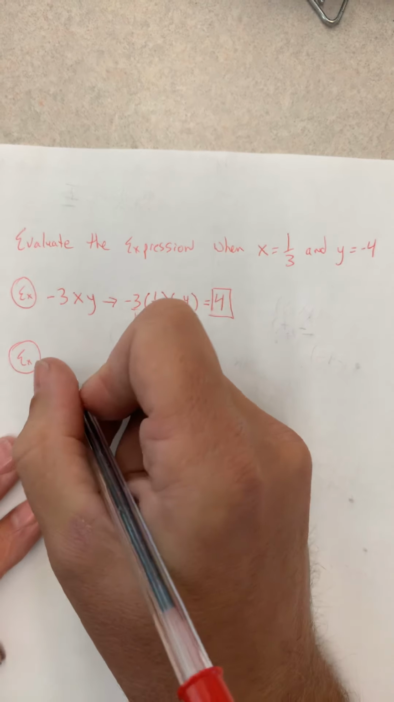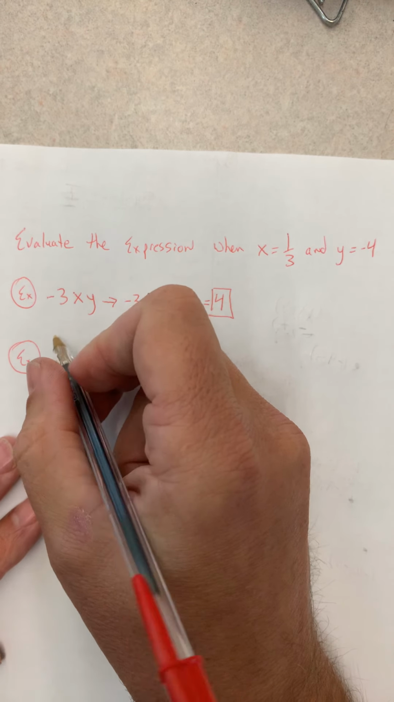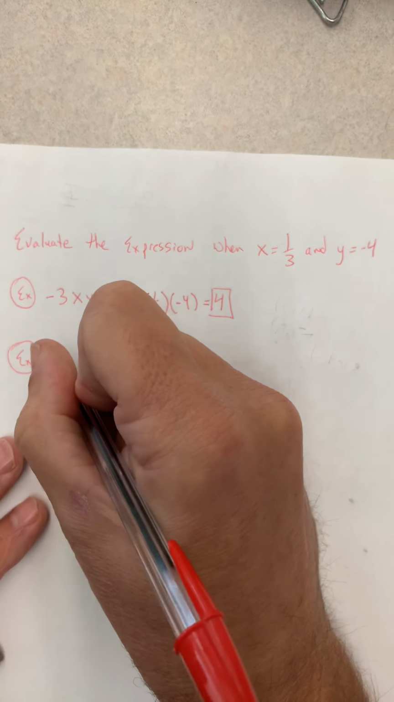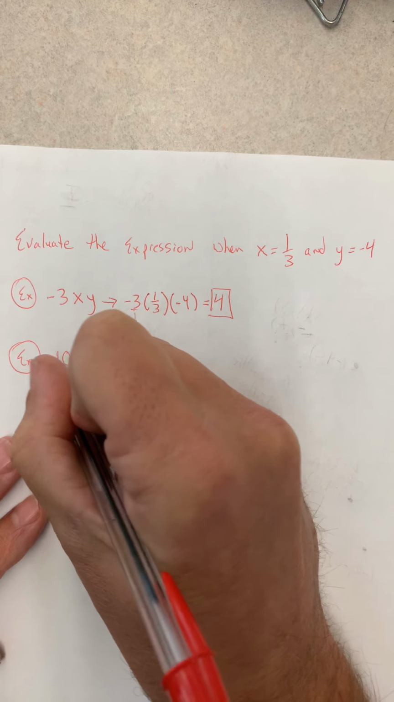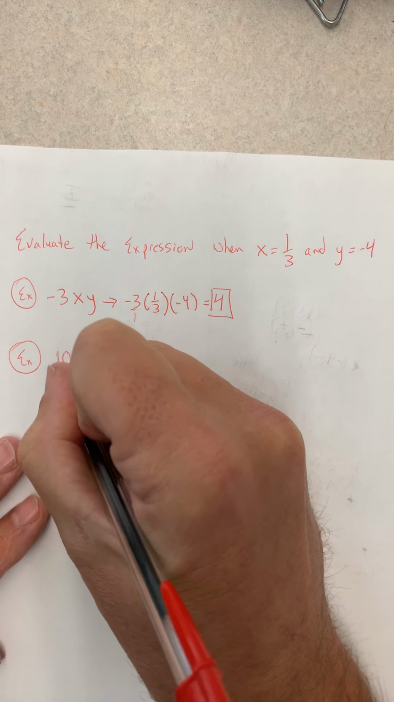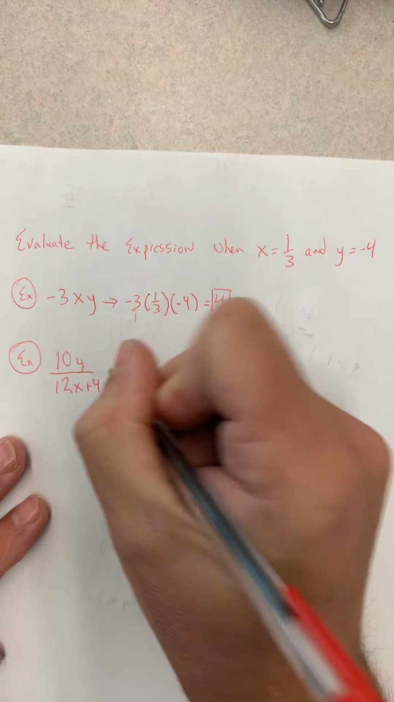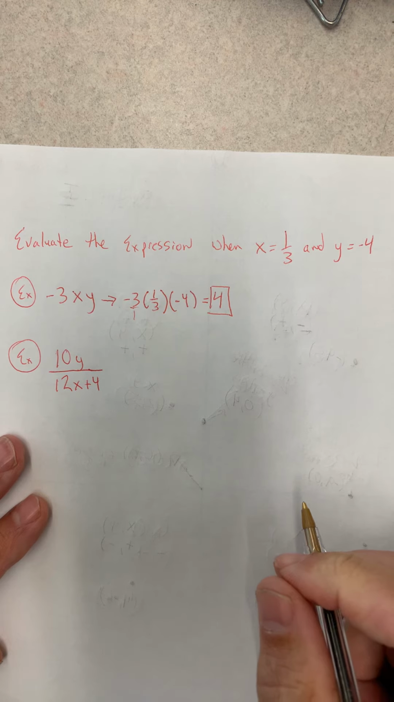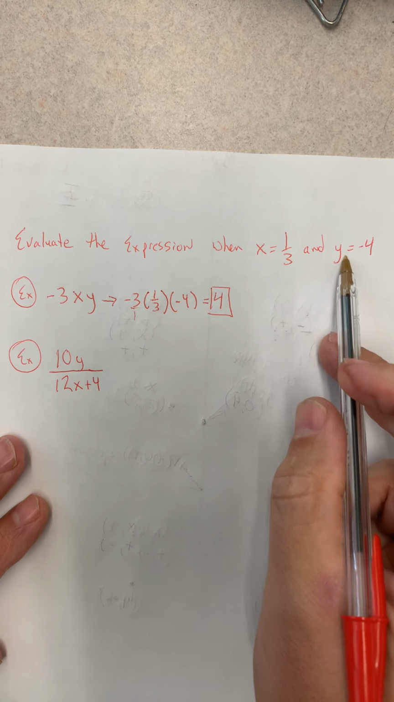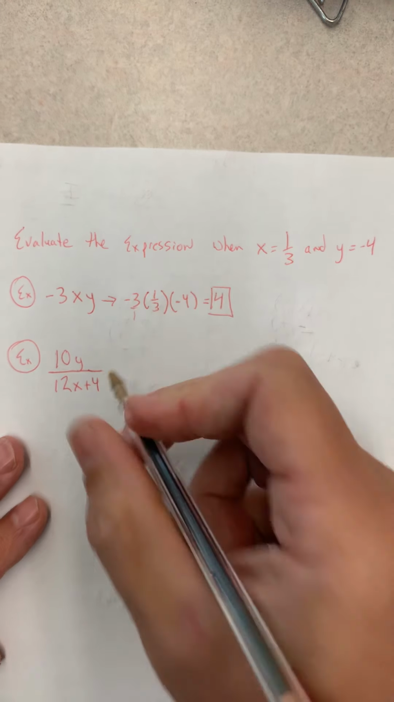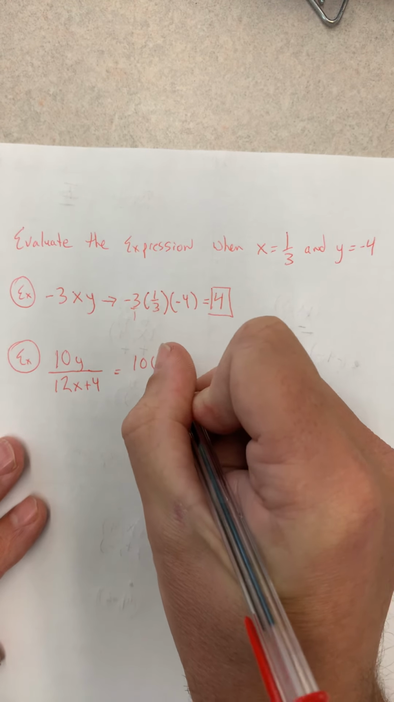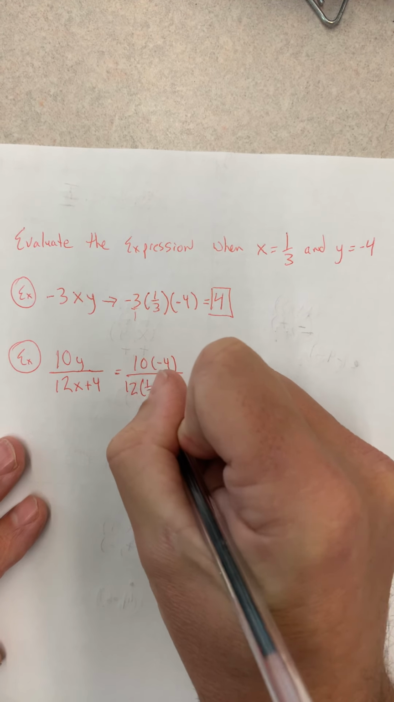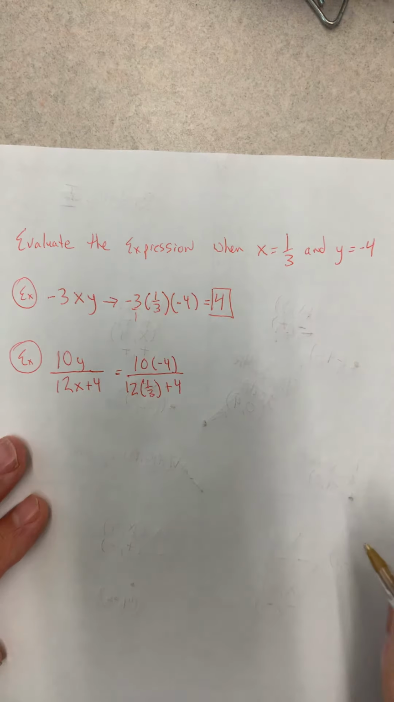Let's do this again. Let's say I will do 10y divided by 12x plus 4. Again, simply plug these in. Y is equal to -4. 10 times -4 divided by 12 times 1/3 plus 4.